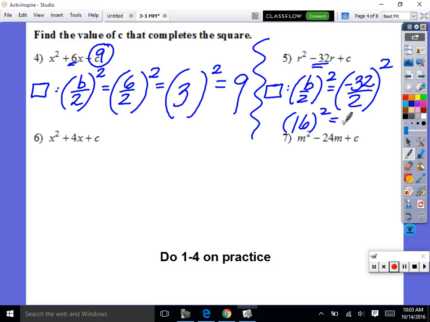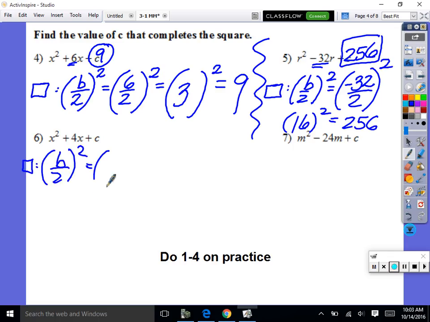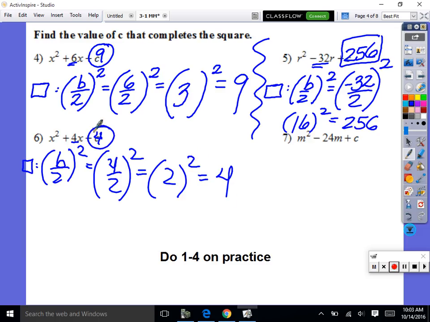And we can type it in as 16 times 16. 256. So what we're adding is 256. That's our square that we're adding. Does everybody understand? So right here, we do the same thing. Our square is b divided by 2, squared. So that's 4 divided by 2, squared, which is 2 squared, which is 4. So our c value is 4. That's the square that we're adding.